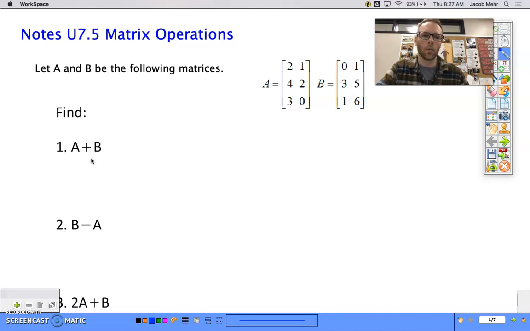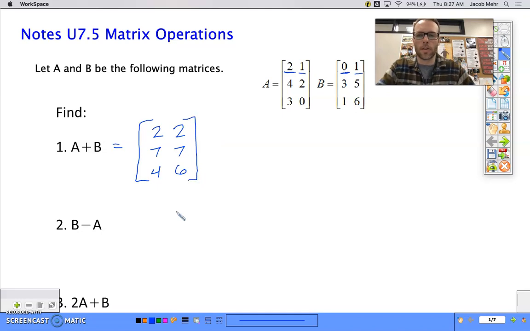Matrix addition, really simple. If I'm going to take matrix A plus matrix B, all we have to do is add the corresponding elements. So I look at this top left element, and I look at the top left element in the other matrix, and I add those together. 2 plus 0 is 2. Okay. Then we go to the top right, and we do 1 plus 1 is 2. Then we come down here, 4 plus 3 is 7. 2 plus 5 is also 7. 3 plus 1 is 4. 0 plus 6 is 6. And the resulting matrix is this one.